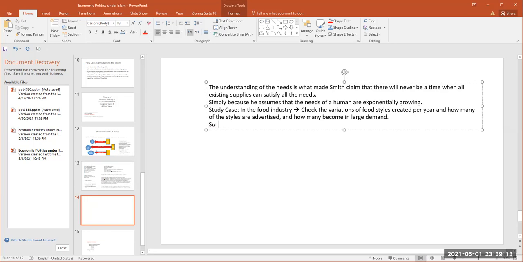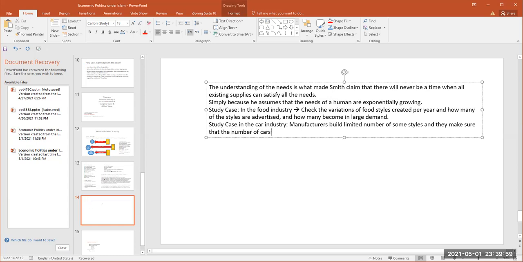In fact, you can also do a study case in the car industry, which is more obvious. You could see that car manufacturers create or build a limited number of some styles. They create a limited number of styles, and they make sure that the number of cars created or built is less than the number of people asking for them. So here is the catch.